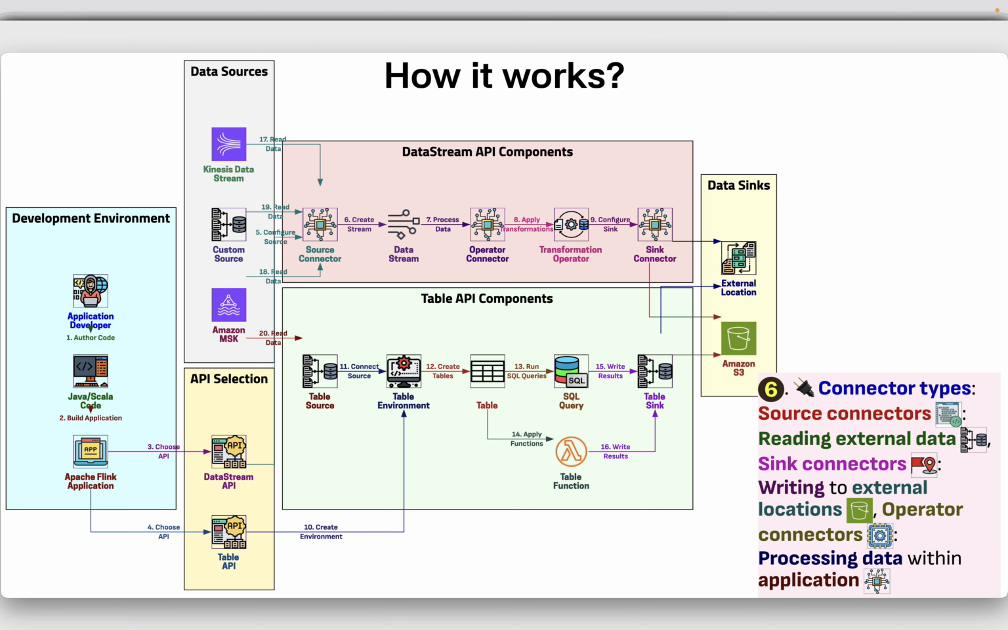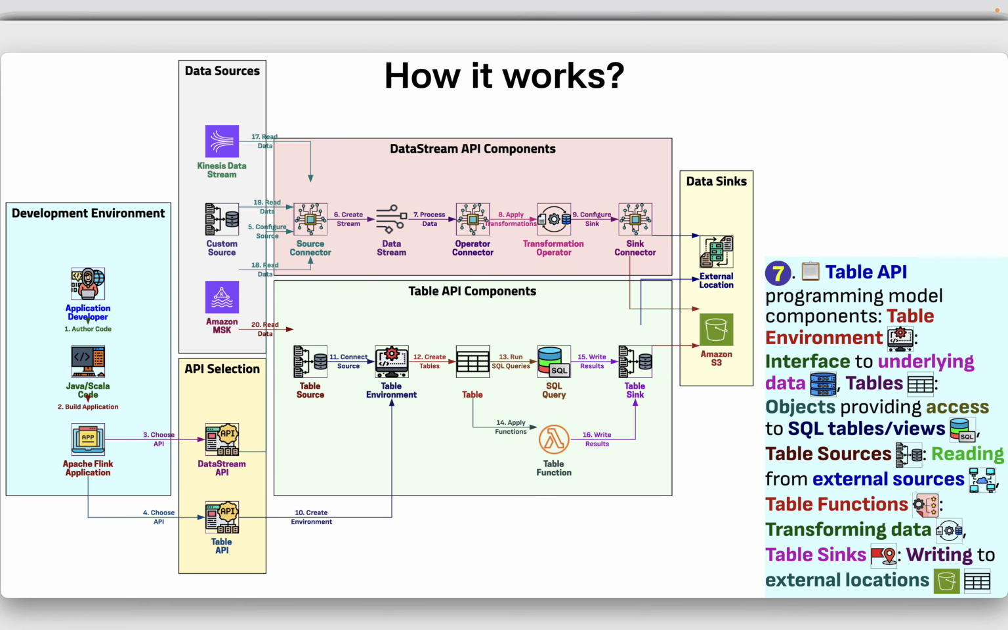Apache Flink uses three types of connectors: source connectors, which will read from external data, sink connectors, which will write to external locations, and operator connectors, which are used for processing data within the application.